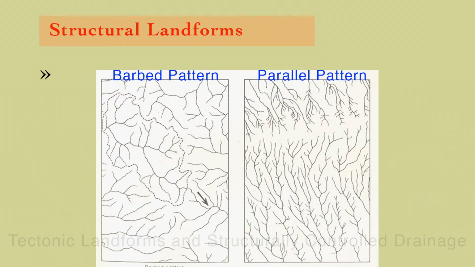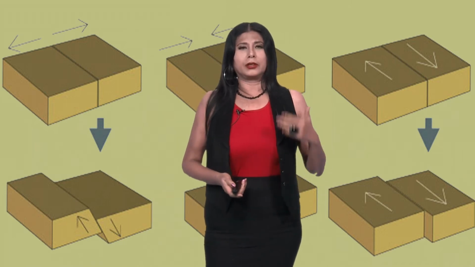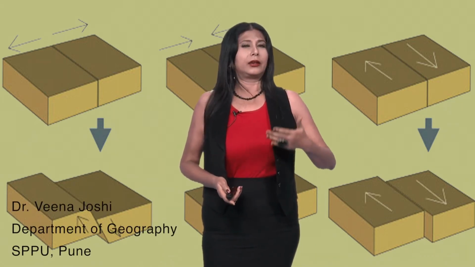Parallel pattern. I've told you already that mostly the tributary joins the main river at around a 45 degree angle. In this picture, we see they are all parallel to each other. The tributary is running almost parallel with the main river. We call it the parallel pattern. Once again, this is also formed when it is controlled by structure.